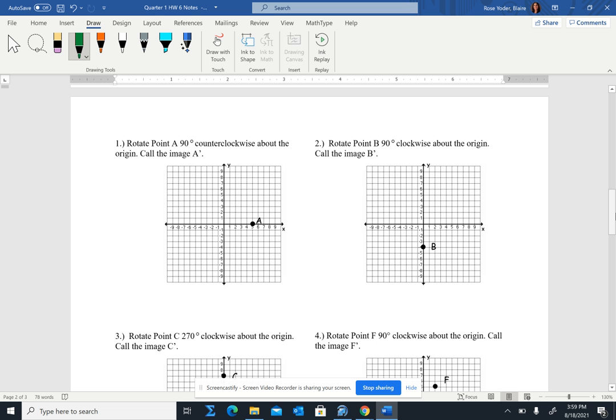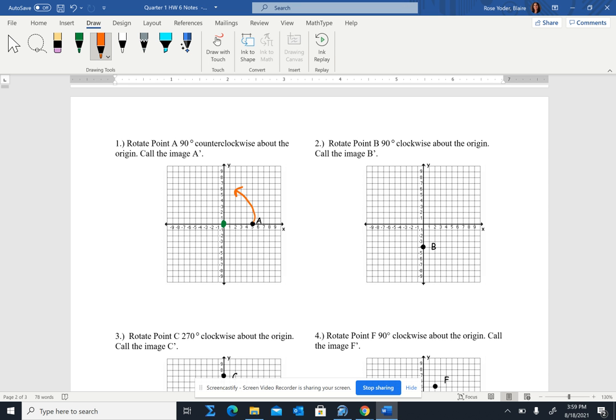So here is example number 1. It says rotate point A 90 degrees counterclockwise about the origin. So the origin is going to be our center of rotation. That's this 0, 0 point. And then we want to make sure that we're rotating counterclockwise, so the opposite direction of how hands on a clock rotate. So how do we rotate that point 90 degrees?